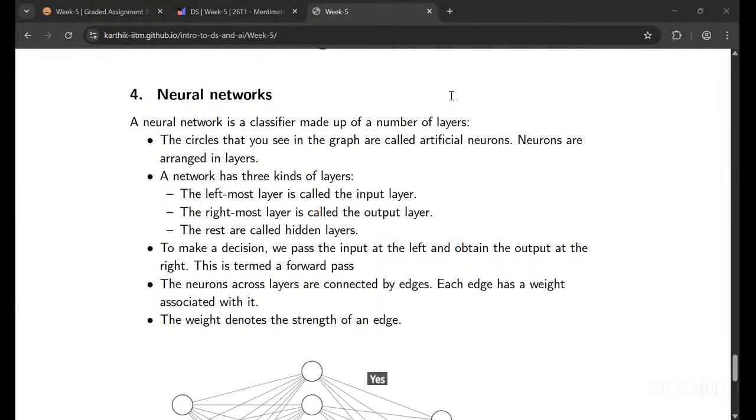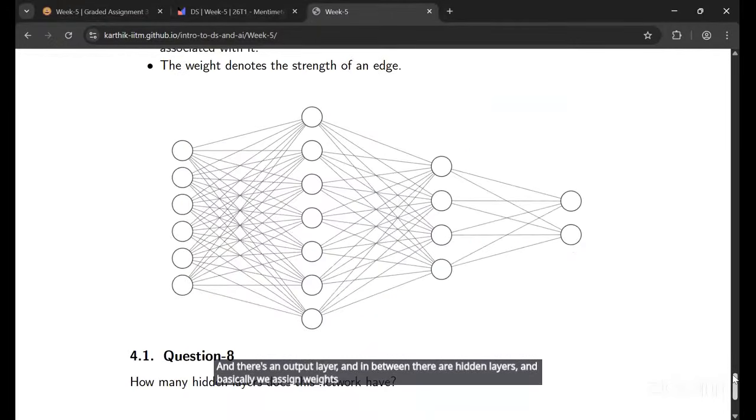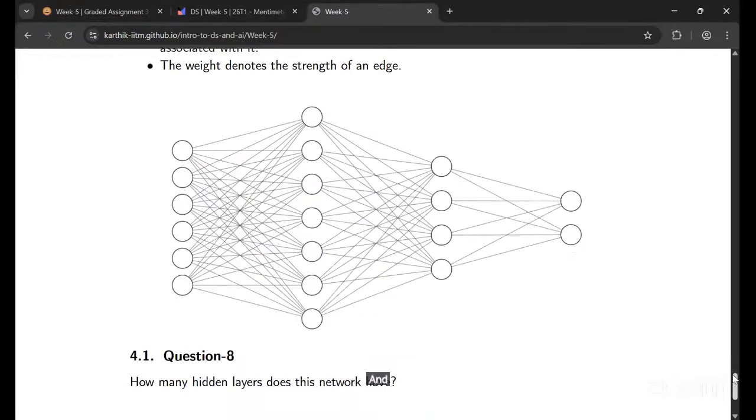Yes, Sakti Saran. Ma'am, in neural networks, there's an input layer and there's an output layer, and in between there are hidden layers. And basically, we assign weights to all of the features, and on the basis of that, we give probabilities for the outputs.